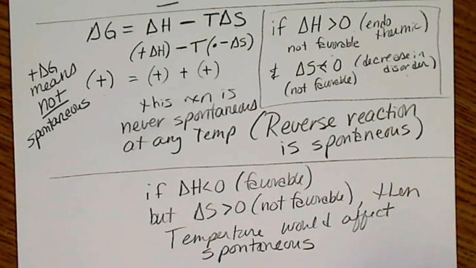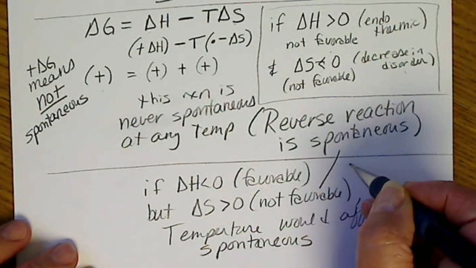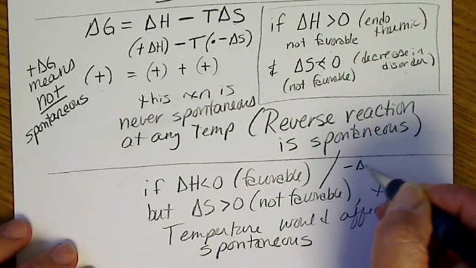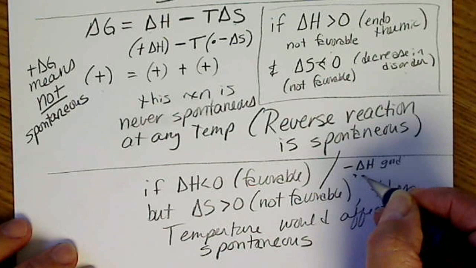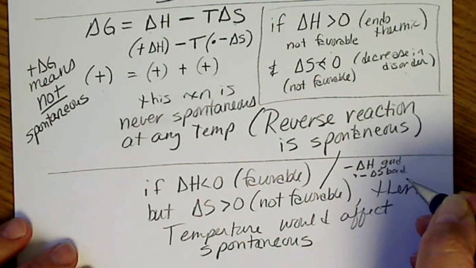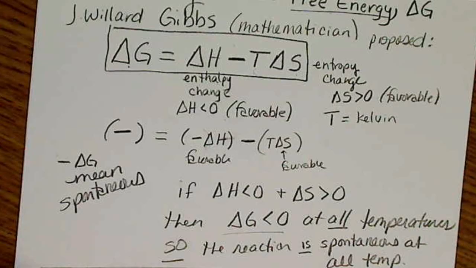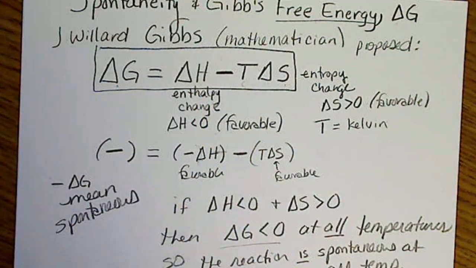Or we could also have the reverse. We could have a negative delta H, which was good, and a negative delta S, which was bad, or not favorable. So we may have these two terms competing. And so the sign convention, whether something is positive or negative, is going to be a big deal.